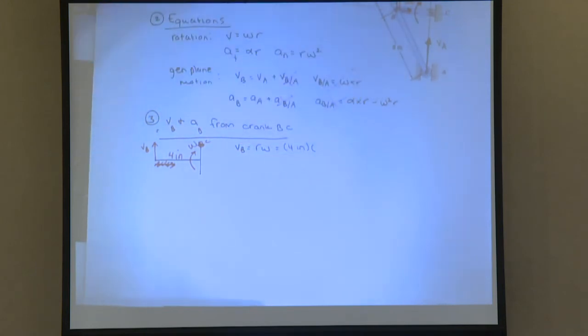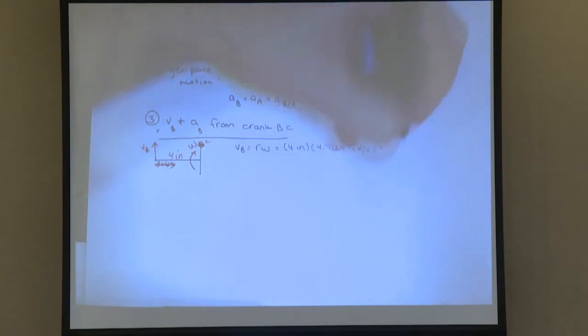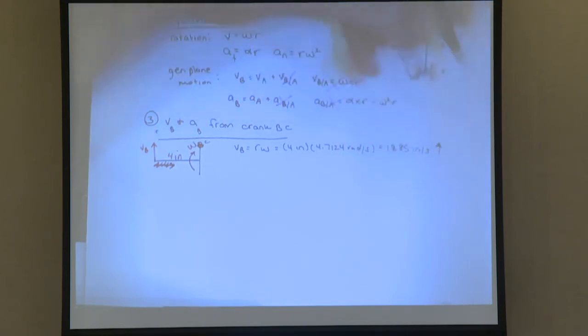Very good. VB equals omega times R. So we have 4 inches times 4.7124 radians per second, which gives us 18.85 inches per second going straight up. So there's VB.